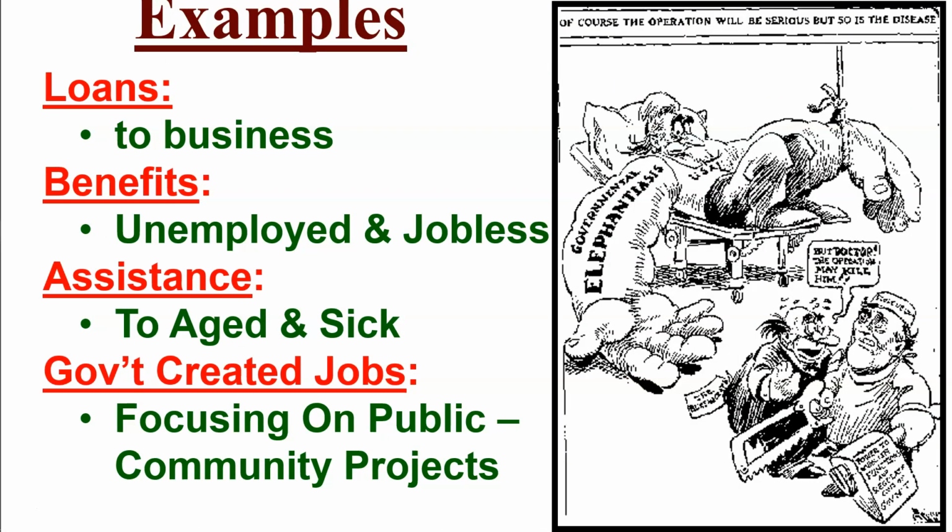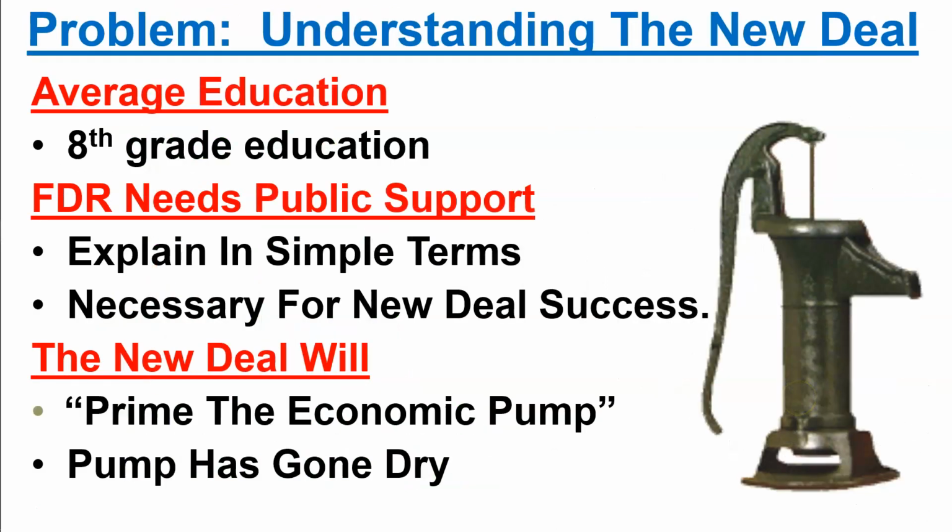The examples of what they look like, of course, loans to businesses, benefits for the unemployed and jobless, assistance to the aged and sick, the government creating lots of jobs, especially star on this one, putting people back to work was the primary focus of his speech. We got to get people working. There's huge unemployment, public community projects, various programs doing that.